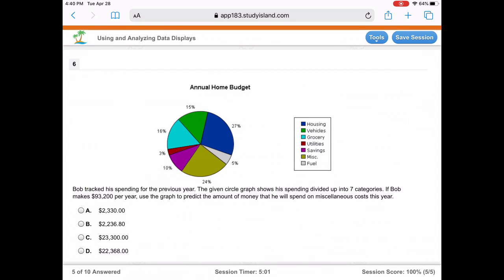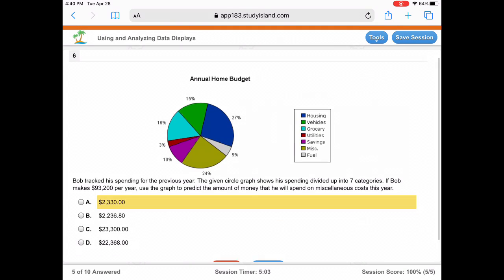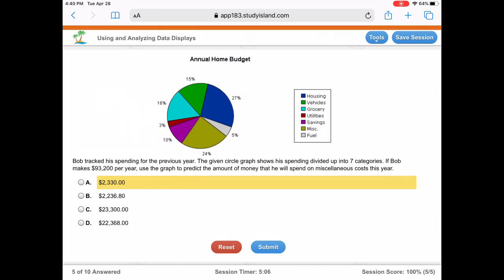Moving on to the next one. Another circle graph talking about the annual home budget.